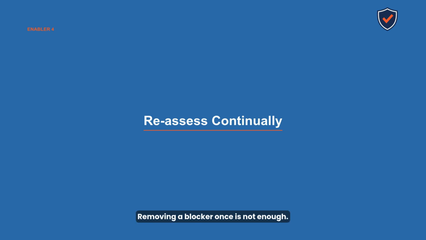Removing a blocker once is not enough. The project manager must follow up, verify the solution worked, check whether new blockers have emerged, and keep the impediment removal process active. On the exam, this appears in scenarios where a blocker was supposedly resolved, but the team is still stuck. The correct response is to investigate, not assume the problem is solved just because an action was taken. Closing the loop is a recurring PMP principle.